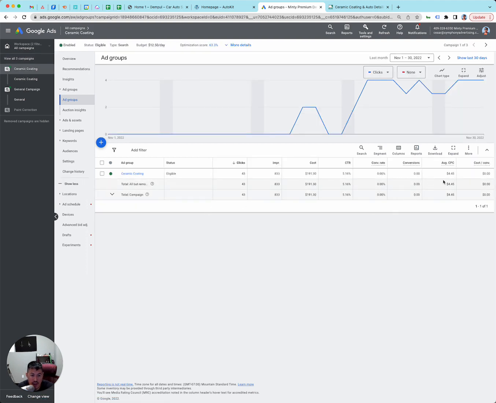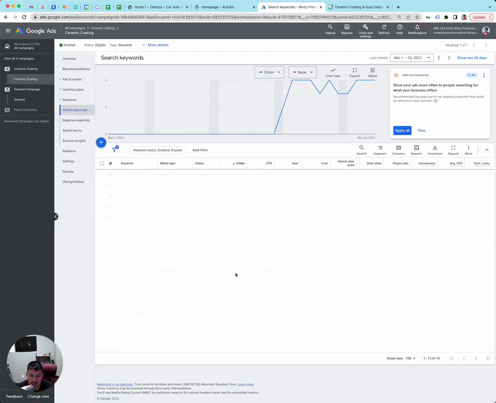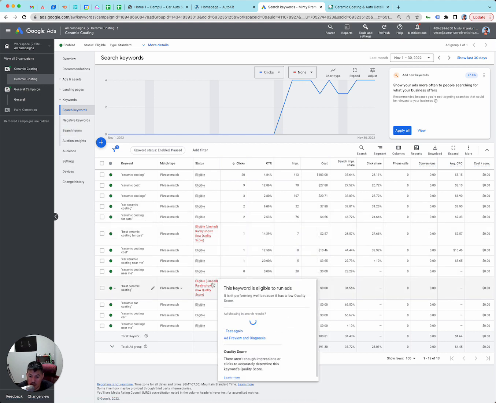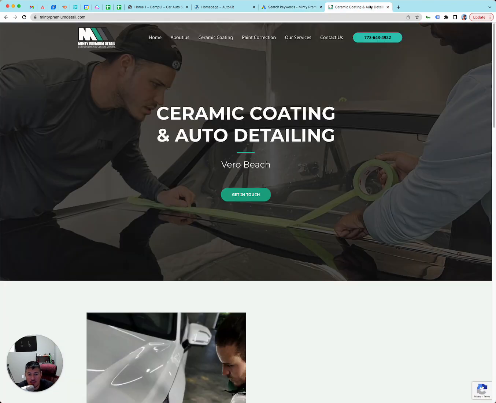191 spent. Average cost per click is a little bit higher, but that's okay because once we close customers like this, I mean, it's worth it. And then again, here are the keywords, ceramic coating being the number one keyword there. And then we have some low quality score alerts here, which has to do with the website.